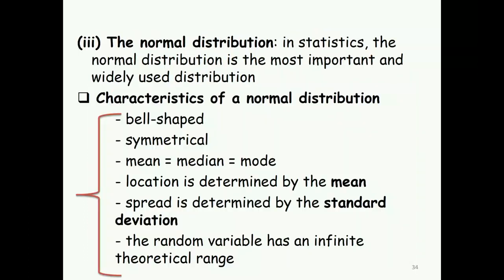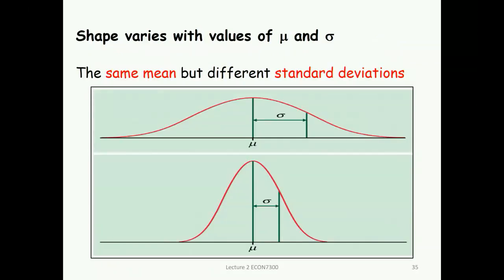The random variable has an infinite theoretical range. Infinite means this would continue, and this would continue, infinite. The range would be infinite. So what do you observe here? Here, the mean is the same, but the shape of the distribution is different.